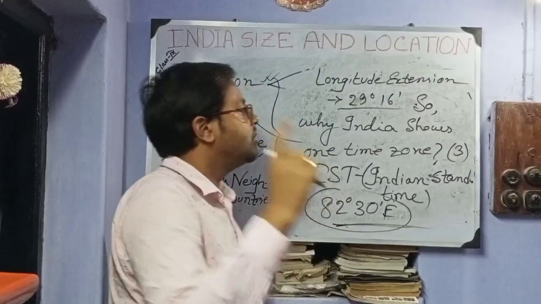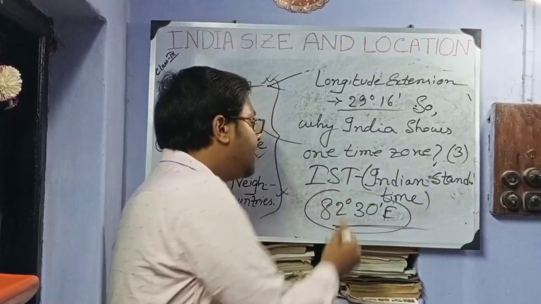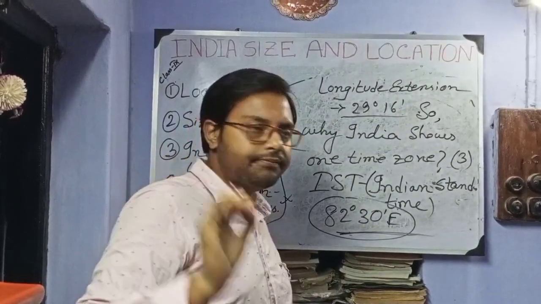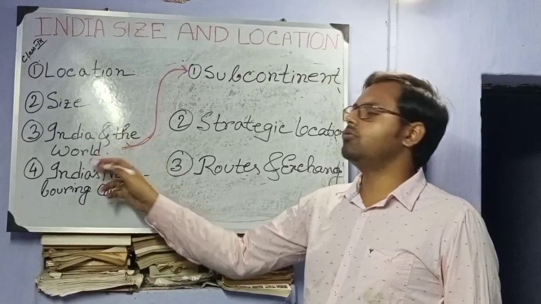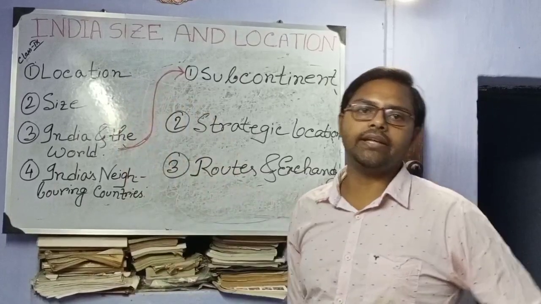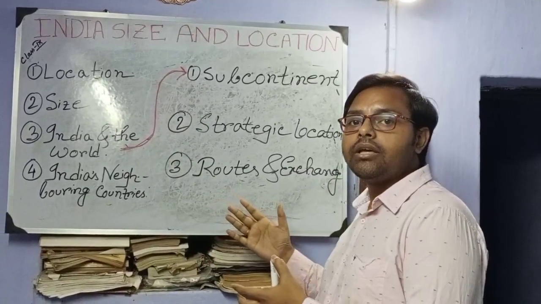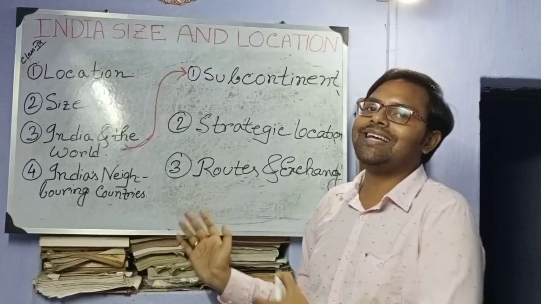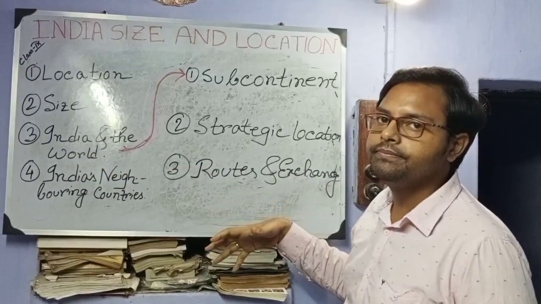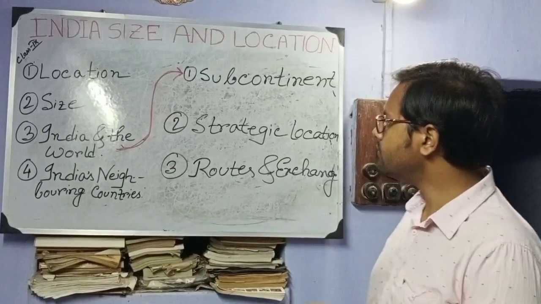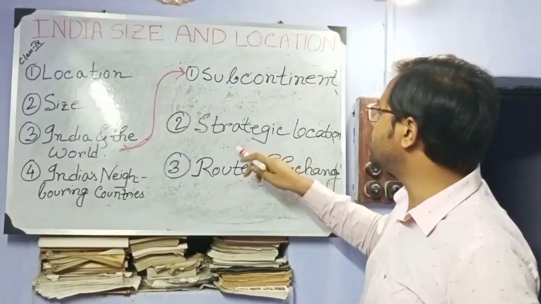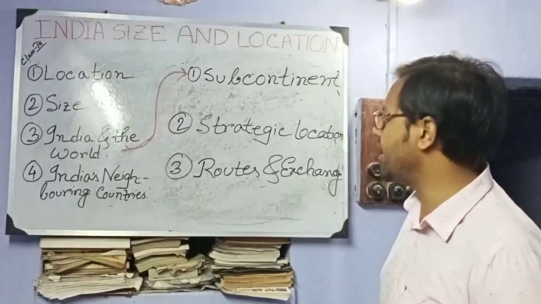That's why India has one time zone, due to having Indian Standard Time based on 82 degrees 30 minutes east longitude. Clear? Next topic, India and the world. Here we will discuss the relationship of India. We have known its location and size. Now it has an importance. This location and size has its importance in respect of the relationship with the world. How does it function? Here we will know 3 main topics: the subcontinental position, strategic location, and routes and exchange.